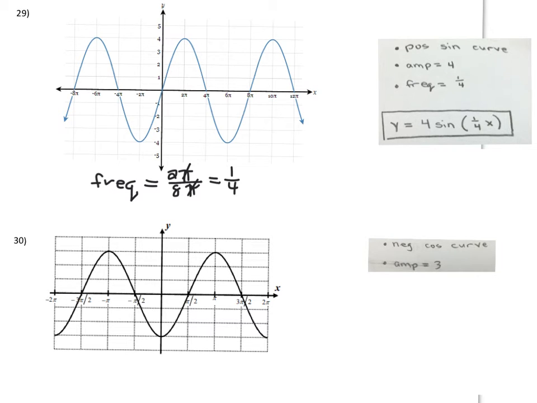And the frequency, the number of complete cycles between 0 and 2 pi. Well, from here to here is one complete cycle, and that's between 0 and 2 pi. So the frequency is 1. We're fitting one cycle between 0 and 2 pi. So if we wanted to write our equation, the amplitude is 3, but it's a negative cosine curve. So we would write y equals negative 3 cosine of just x, right? If you want to put the 1 in front of the x, you can, but usually if it's a 1, we don't. So y equals negative 3 cosine of x.